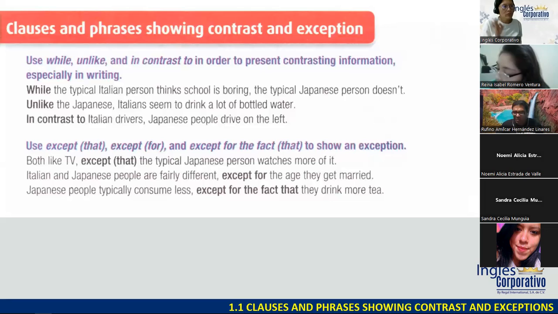So here we have three examples, okay? Right now, we are using three different words to present contrast, right? It says, while the typical Italian person thinks school is boring, the typical Japanese person doesn't. Unlike the Japanese, Italians seem to drink a lot of bottled water. In contrast to Italian drivers, Japanese people drive on the left.